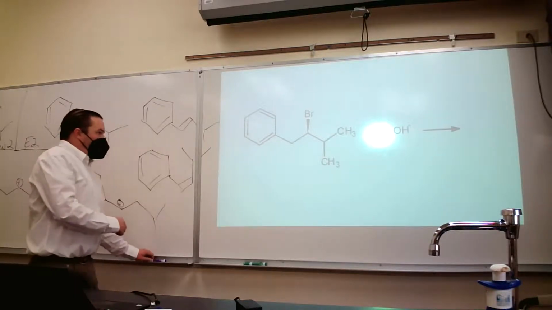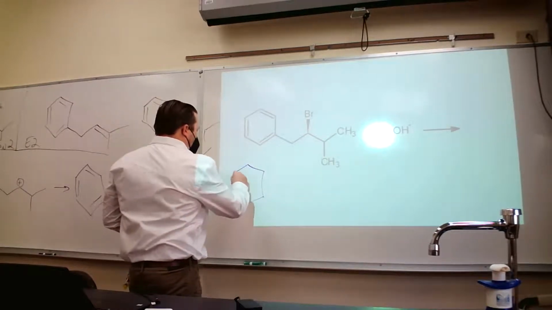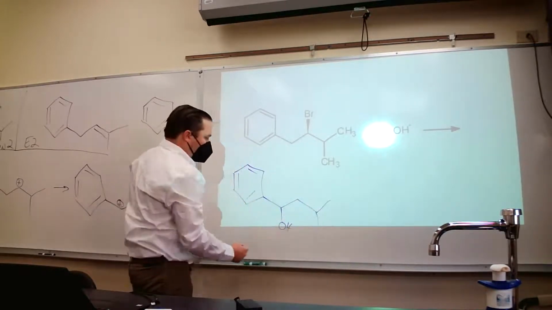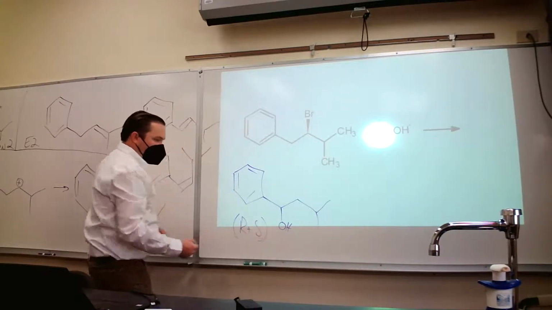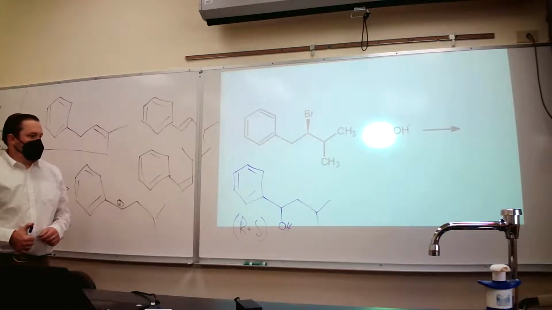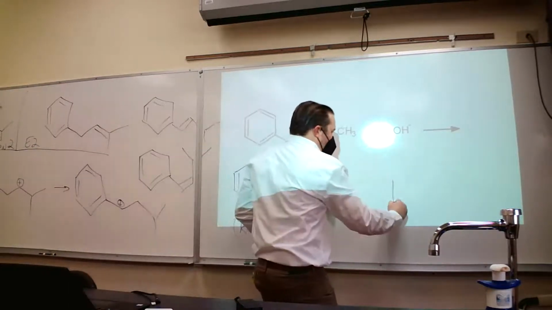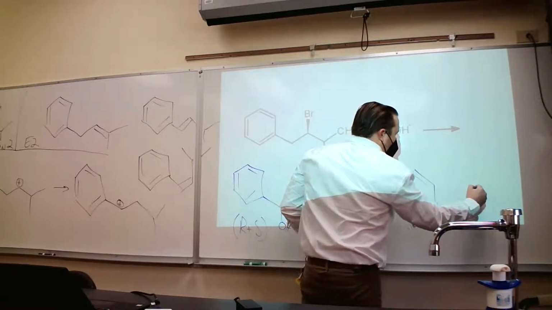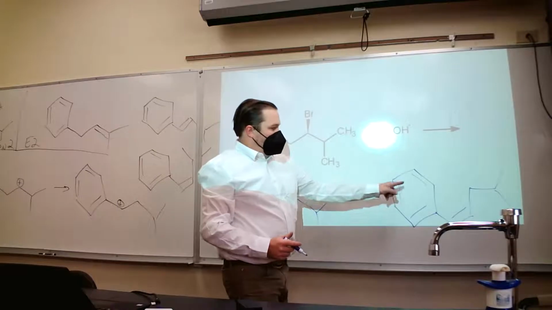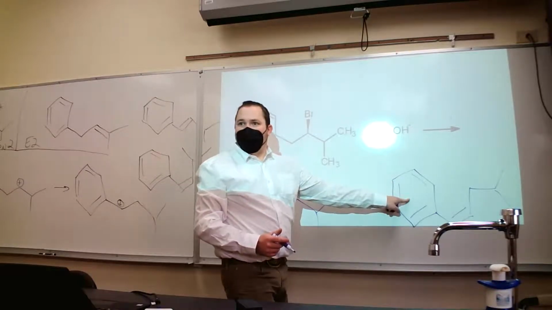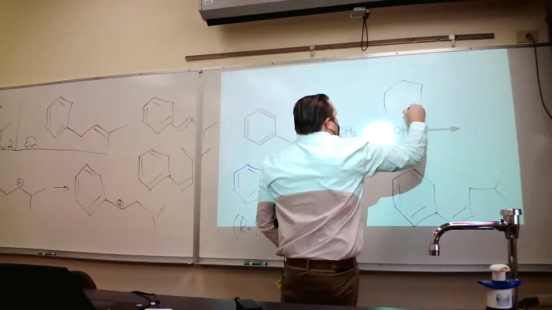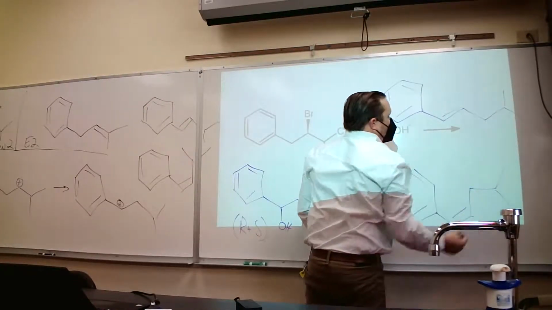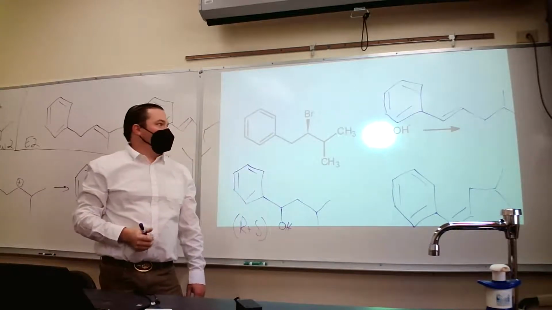So for SN1, we would get R and S. And for E1, we get a mixture of the Z stereoisomer and the E stereoisomer. I keep saying conformer, stereoisomer.